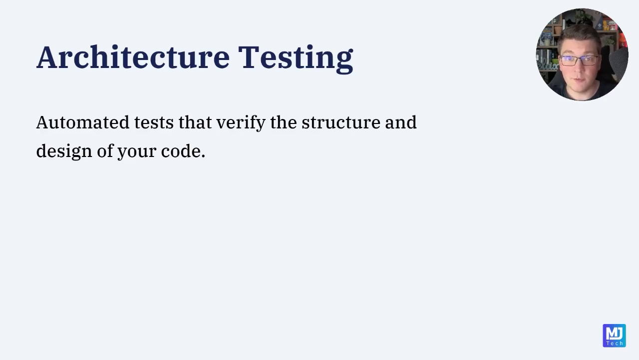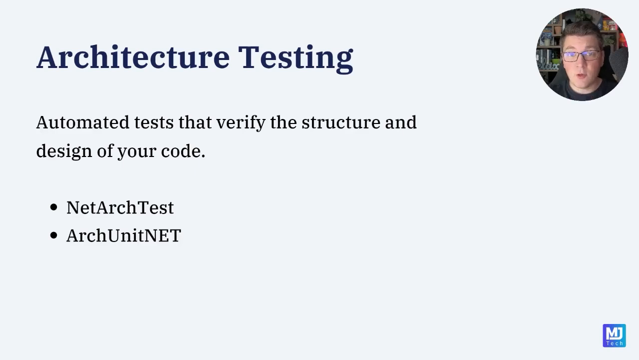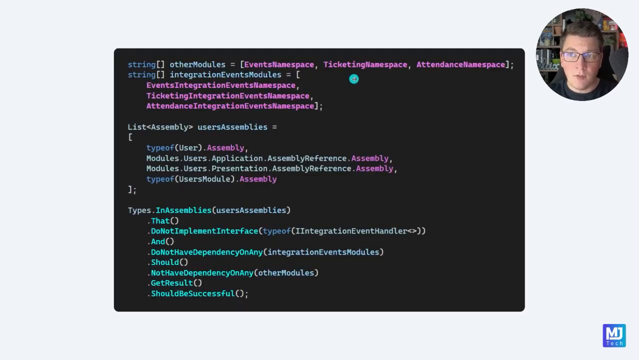There are two popular libraries that you can use to write architecture tests. They are netarchtest and archunit.net. I'm going to be using the first one, which is called netarchtest, because I find the API of this library simpler to work with. And here's an example architecture test written using netarchtest.